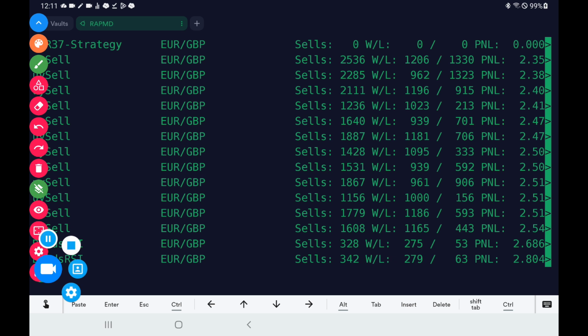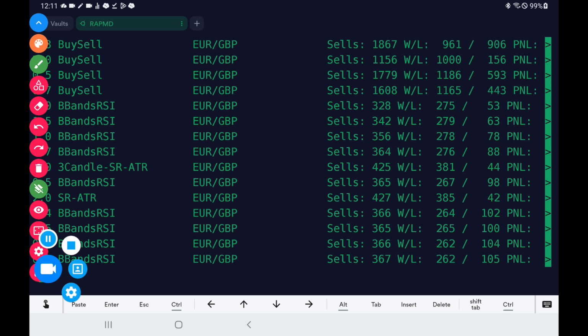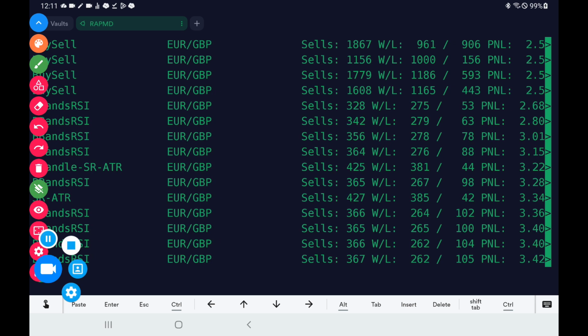But still, that is impressive that buy and sell on just about every style of take profit and stop loss for this asset was remarkably profitable compared to ADA USD, which was a complete and total failure. We keep going, and we see Bollinger Bands RSI, a 3-candle support resistance ATR, and just a simple support resistance ATR. And they are also profitable.